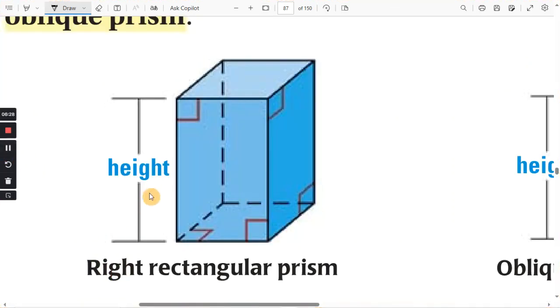All right, so right here we have a right prism. In this case, it's rectangular. But the definition of any right prism is that the lateral edges are perpendicular to the bases. It's basically straight up and down. So you see all these right angles here. This edge is perpendicular to the edge of the base, and same thing on the bottom. Okay, it's basically straight up and down.